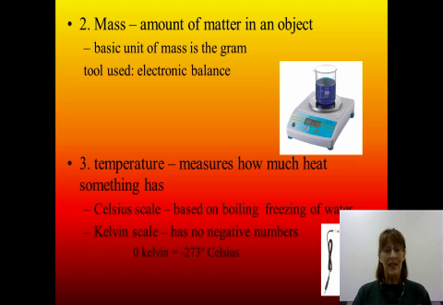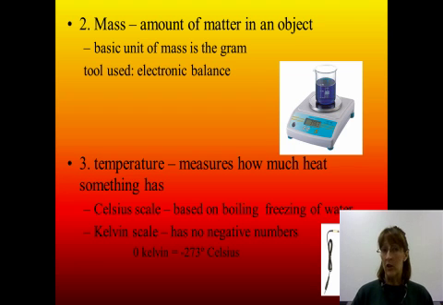Alright, so mass, how much matter is in an object? You should know that definition too. Every single science class you've had has talked about volume and mass and length before. The main tool that we use here is the electronic balance. We also have the triple beam balances or the dialogram balances, which are kind of like the triple beams.